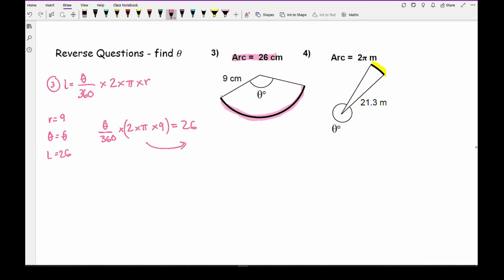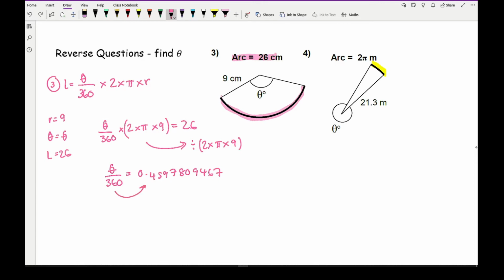So what I'm going to do first is take all of this over to the other side. The opposite of multiplying by 2 pi times 9 is to divide by 2 times pi times 9. So if I type that into my calculator, 26 divided by 2 times pi times 9, I get an answer of 0.459780947.